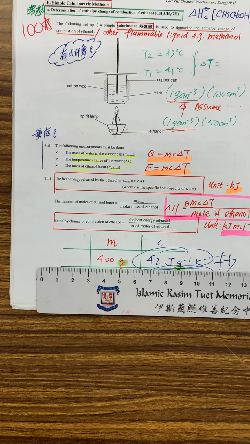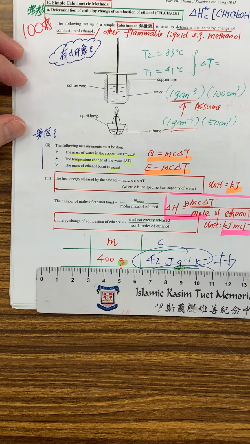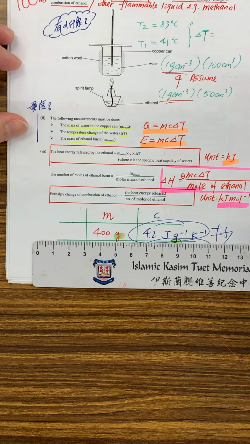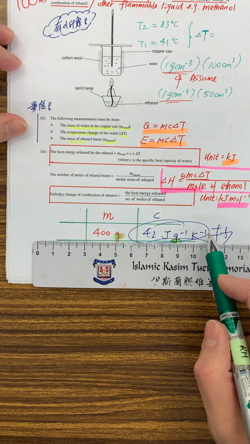Because this is the very first time you encounter C. C is the specific heat capacity. It refers to the amount of heat absorbed by that substance per gram. Now, sometimes they will give you 4.2 joule gram to the power -1 K to the -1.